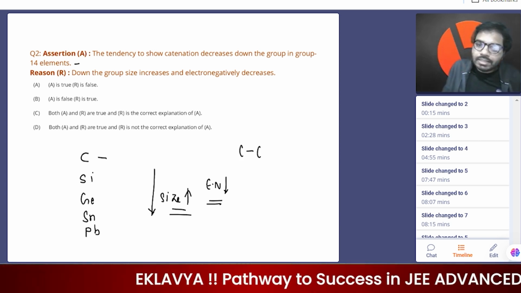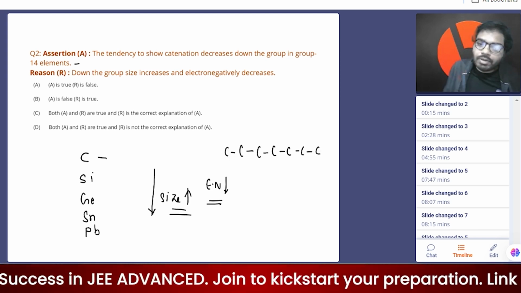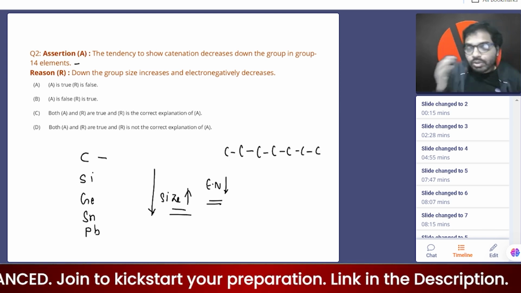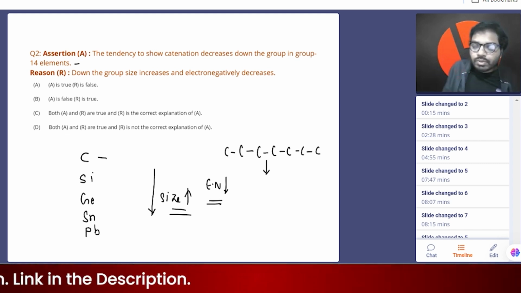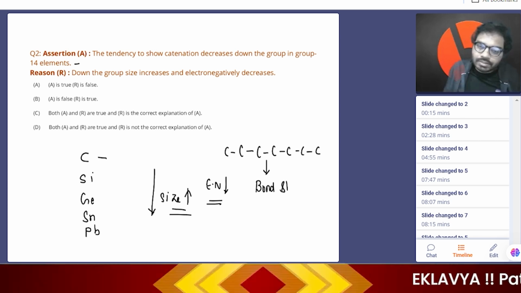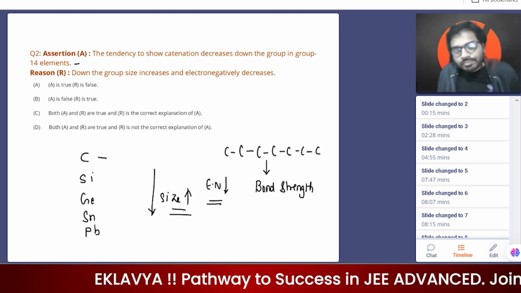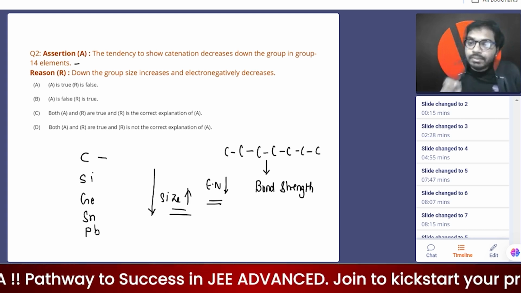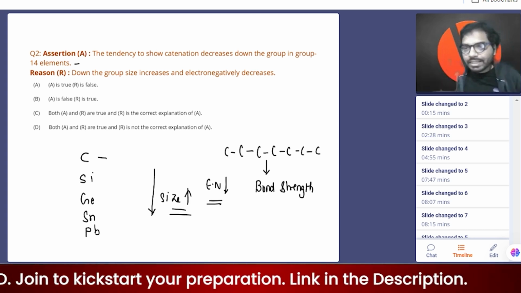Actually, catenation is the property where an atom combines with the same atom and forms either a long chain or a cyclic compound, and it is stable. So which property is required for catenation? I can say the bond strength, such that the bond strength of the two joining atoms must be greater so that they can withstand and actually show the catenation property.